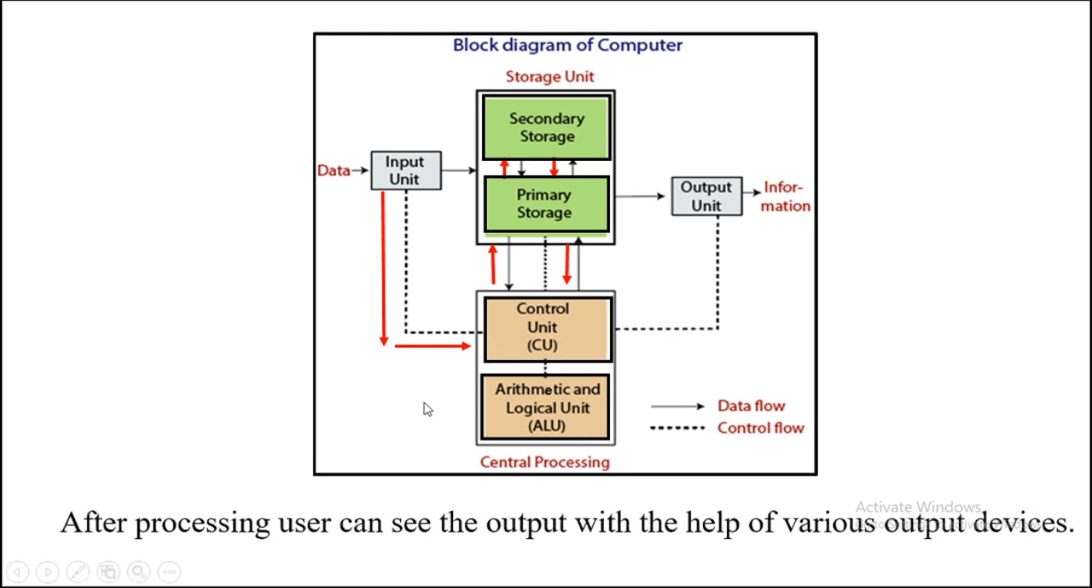So output is the process of producing results from the data for getting useful information. We can see the output on the output device. The output devices are like printer or monitor. So I hope you have understood this block diagram or basic structure of computer.